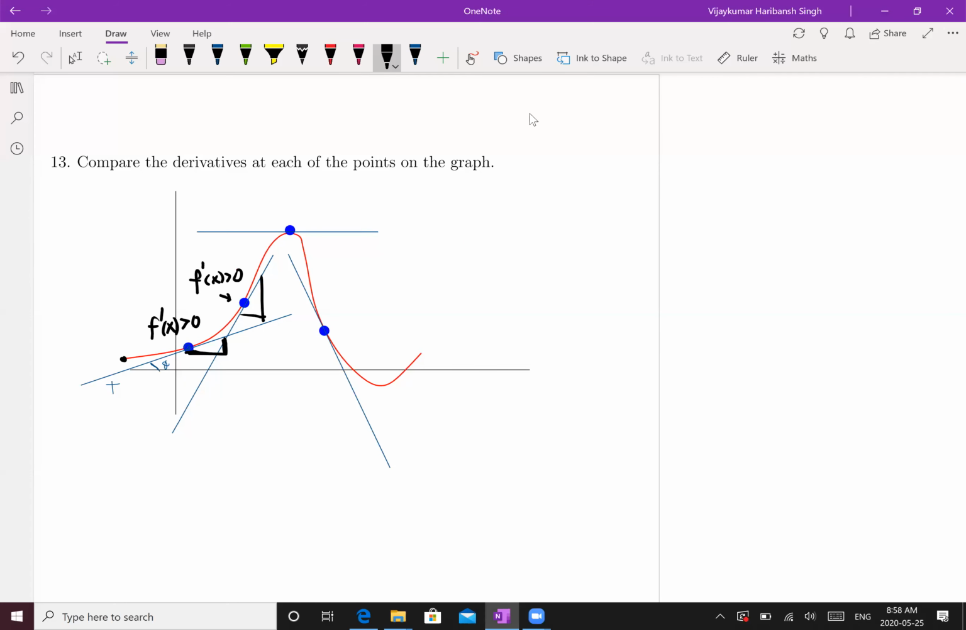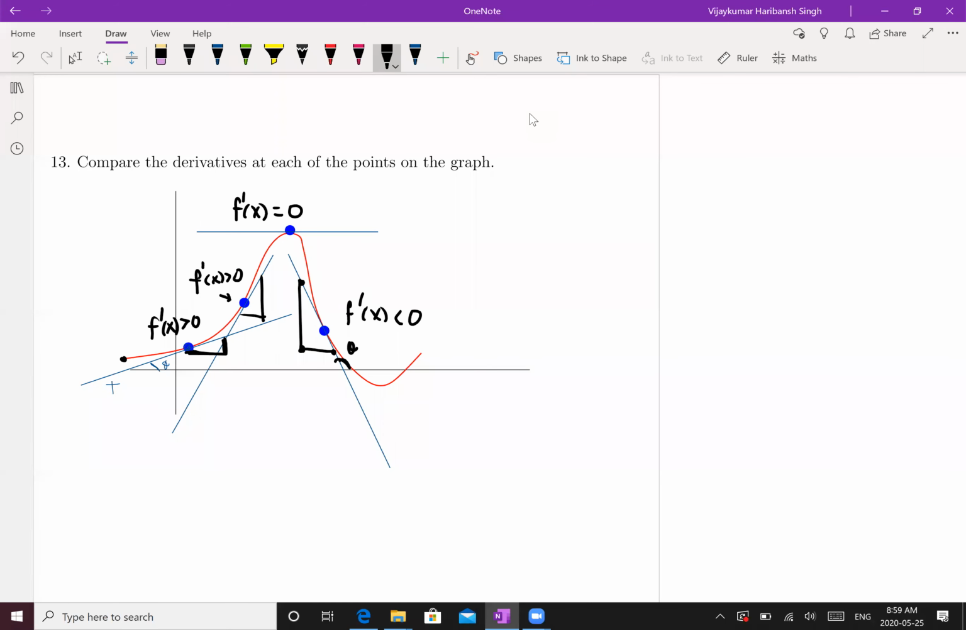Now, what about this point? The tangent line is horizontal, so the derivative, which is the slope of the tangent line, is 0. Here, if you look at this line, you will see that rise over run is negative, or if you look at the angle theta, it is bigger than 90 degrees, and tan of an angle bigger than 90 degrees and less than 180 is negative. So here f prime x is less than 0.